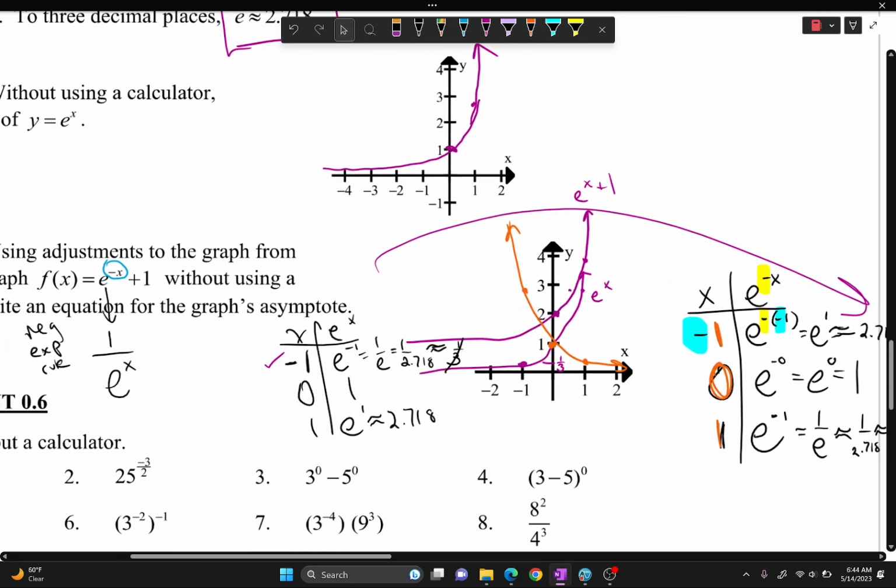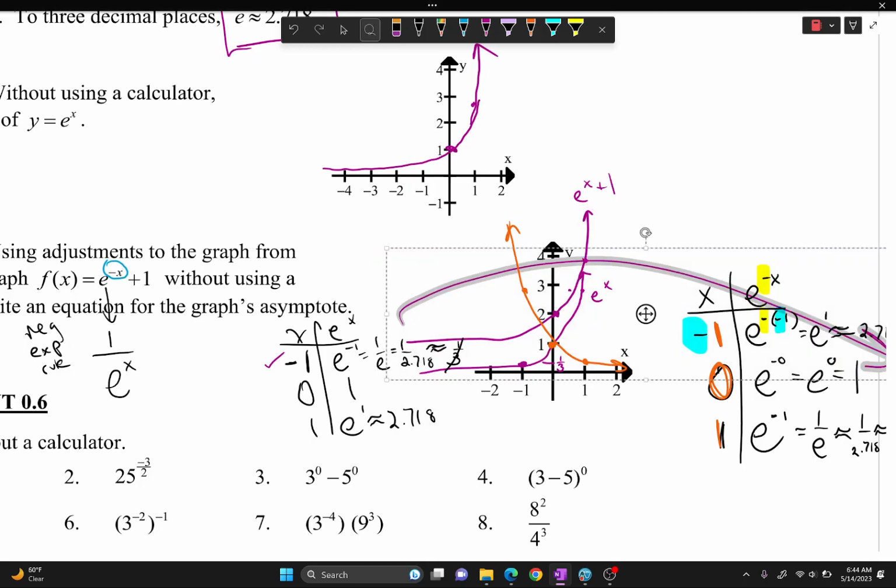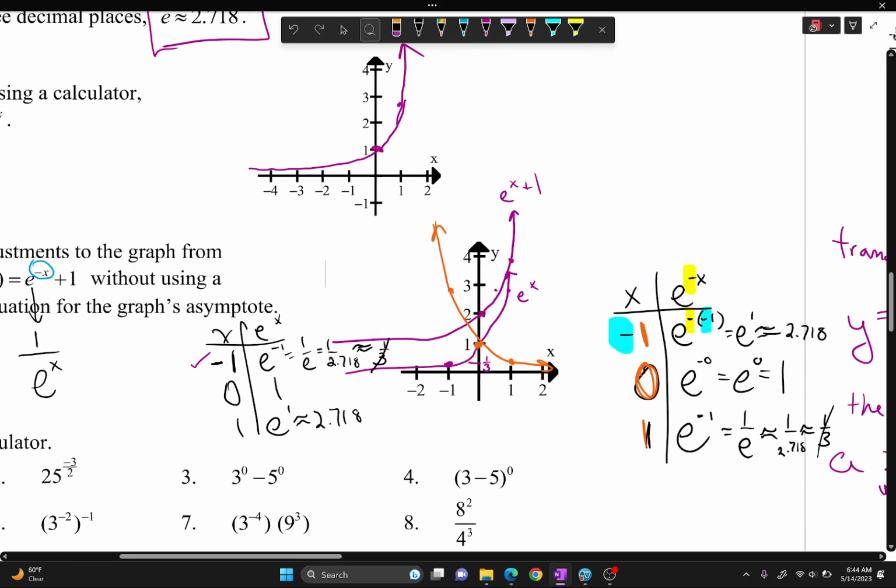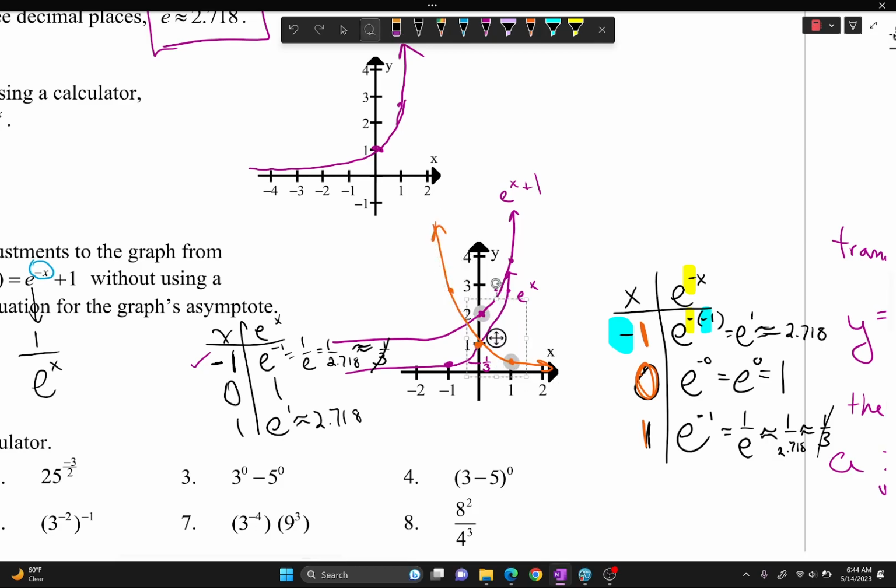And guess what? I forgot to shift it up 1. Oh boy. Well, I'm going to get rid of that because it's going to make it impossible for me to shift it up 1. I'm not going to be able to shift it like that. I'm just going to have to move every value up 1. Up 1, up 1, and up 1. And it is growing faster. This is e to the negative x plus 1, and this one was e to the negative x.